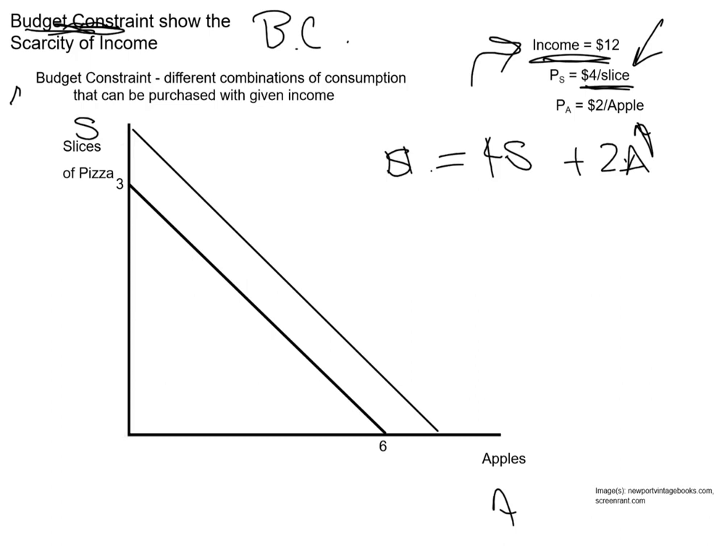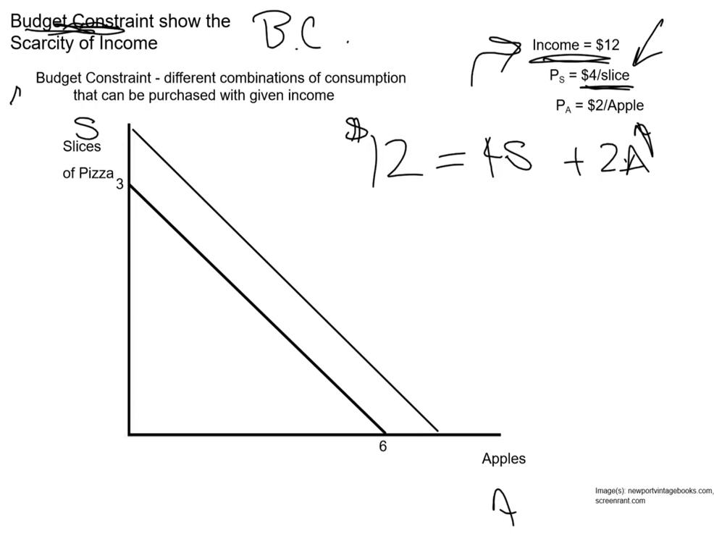But I'm going to hold you to it. I'm going to constrain you so that you can only spend $12, right? If you only have $12 to spend, this equation describes all the different ways that you could spend your money on slices of pizza and apples. And think about those values you just came up with. Do they all fit this equation?